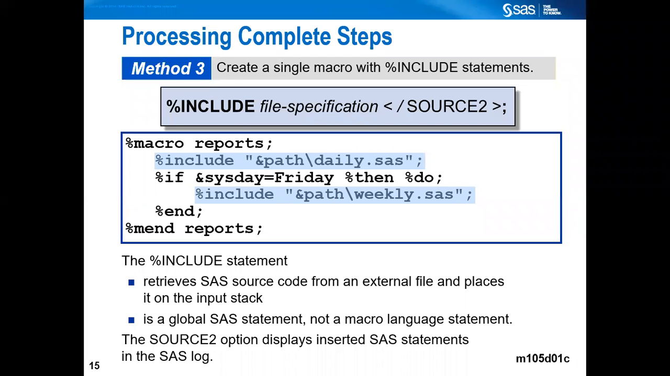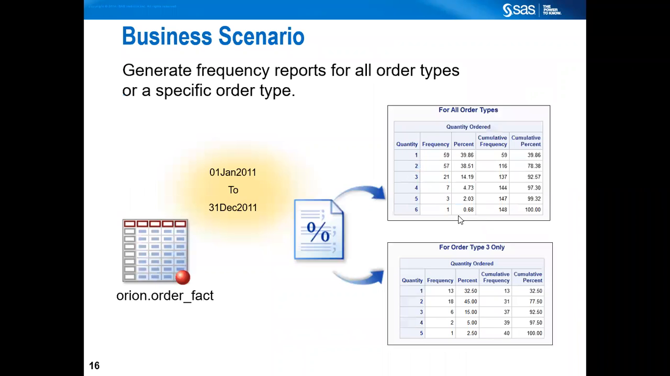All right. So in the last class, we were introduced to how one can create conditional macro programs. One step ahead of the same conditional macro programs, let us understand the same thing through a business scenario now. It's telling us here to generate frequency reports for all order types or a specific order type. So in this, we'll be writing a macro program where we can pass partial statements within the macro, or some values, while calling. So that's what the scenario is.